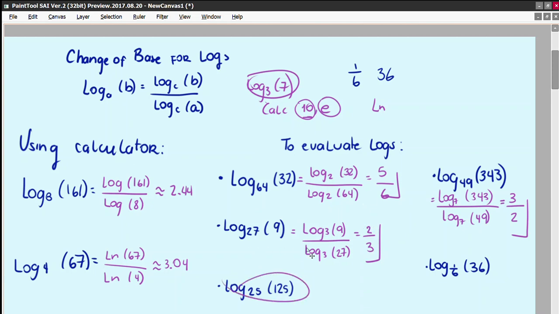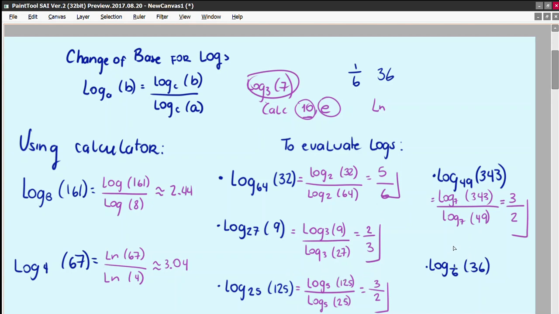This one, 25 and 125 are both powers of 5, so I can change this into logarithm base 5 of the new base of the argument over logarithm new base of the previous base. So 5 to what power gives me 125? 3. 5 to what power gives me 25? 2. So the answer for this logarithm is 3/2.